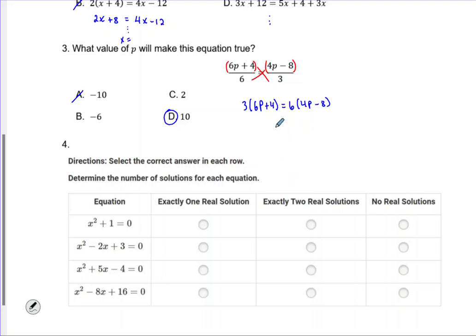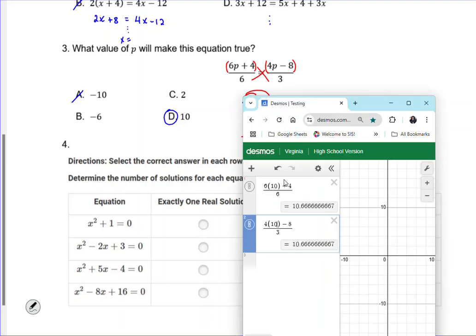And then we're going to just keep solving this. I'm going to do it really fast. Distribute. Okay, and then take the variable over. 18 minus 24 is -6.